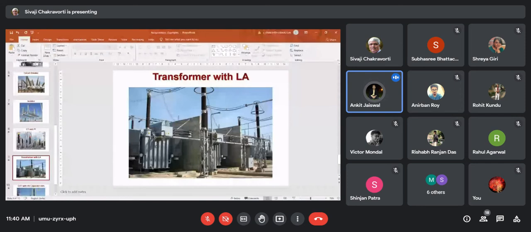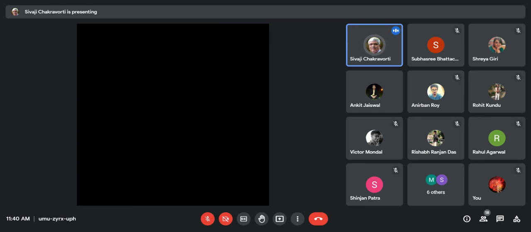So we are not able to see the image. You are not able to see? So it has paused. Slide has paused. Stop presenting. Oh my god. Which slide has it paused on? So now nothing is visible. Blank. No, now it is.